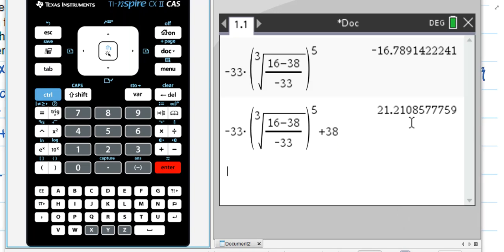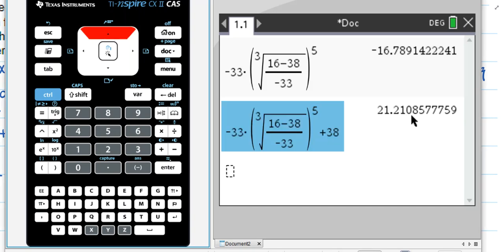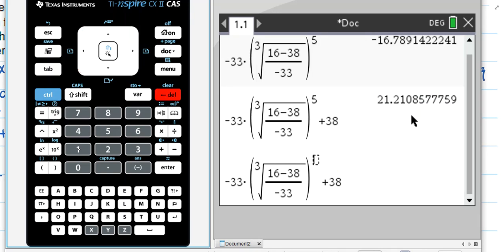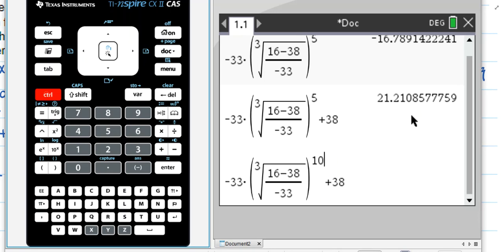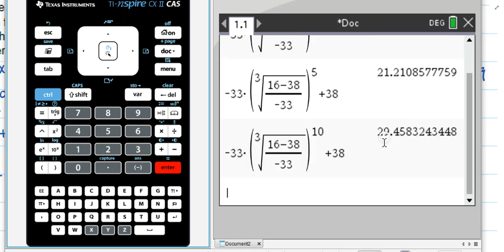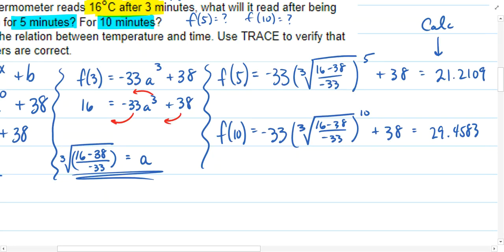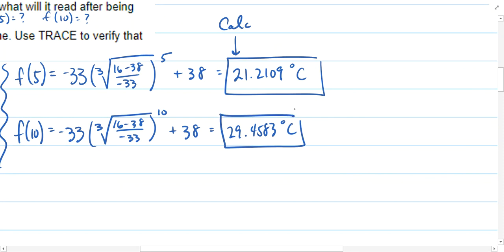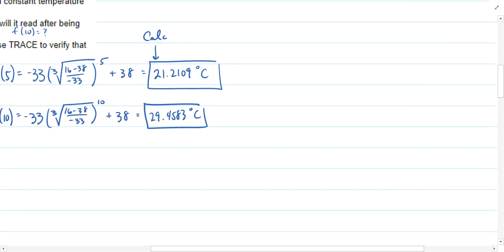And now that we've correctly built that expression into our calculator, again, we can press the up arrow until it's highlighted to repeat it again. And we'll change this exponent of 5 to 10. And now after 10 minutes, the thermometer should read 29.4583. All right, so 21.2109 degrees Celsius and 29.4583 degrees Celsius. These two answers address the solution to part A.